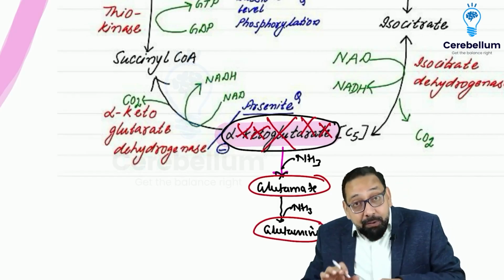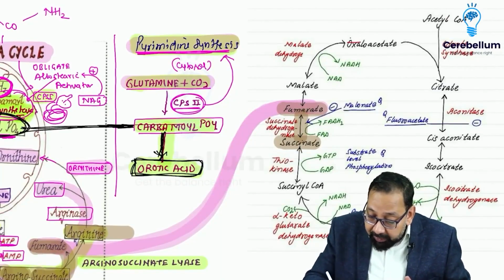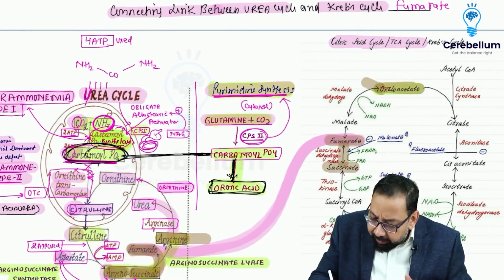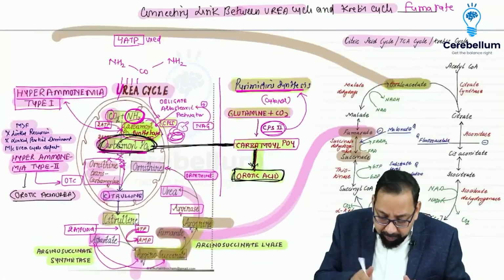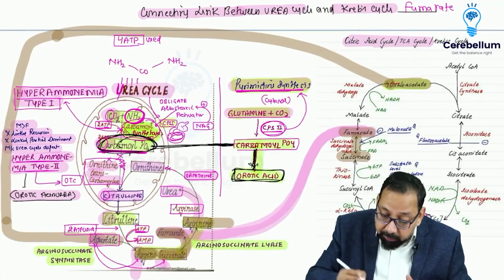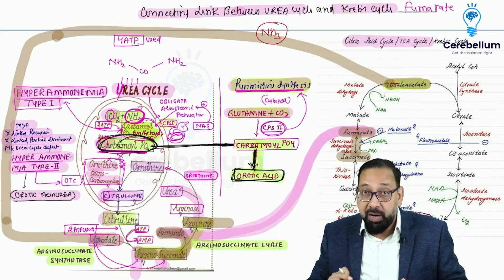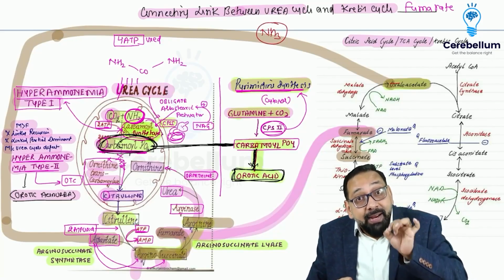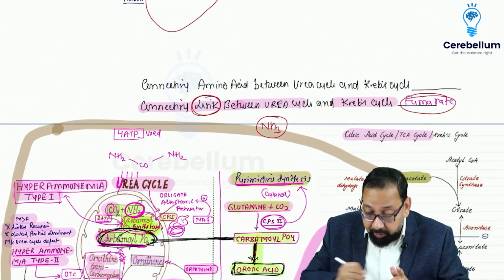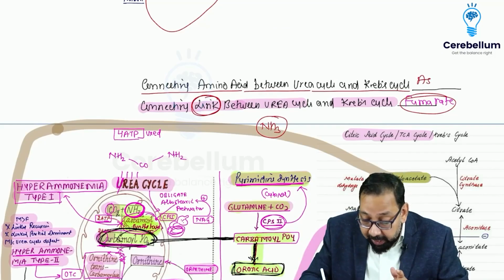We found that aspartate and oxaloacetate, the only difference is of ammonia. So if I join an amino group to oxaloacetate, it will be converted to aspartate. Yes, oxaloacetate and aspartate, the only difference is ammonia. If I join ammonia to oxaloacetate, it will convert to aspartate. So question was asked, connecting amino acid, point it out. If they ask connecting link, then answer is fumarate. But if they ask connecting amino acid between urea cycle and Krebs cycle, that is aspartate.